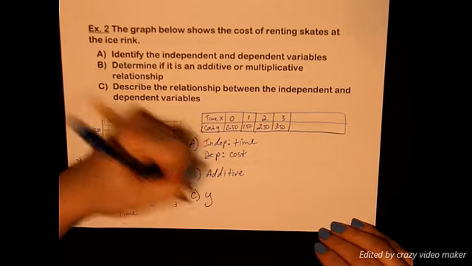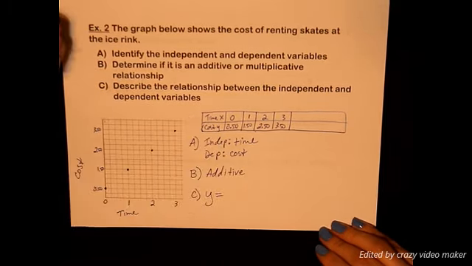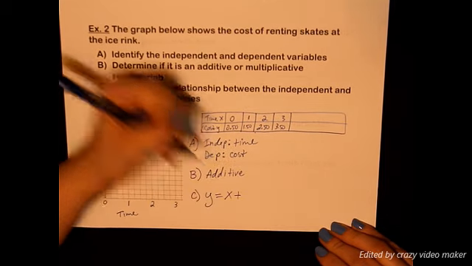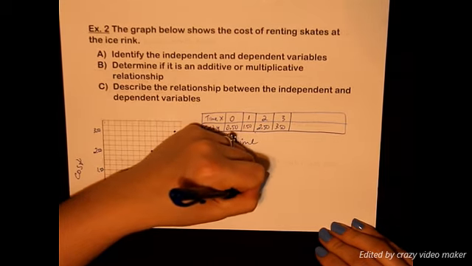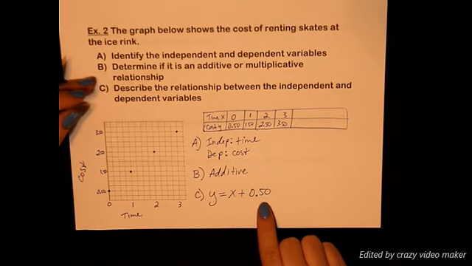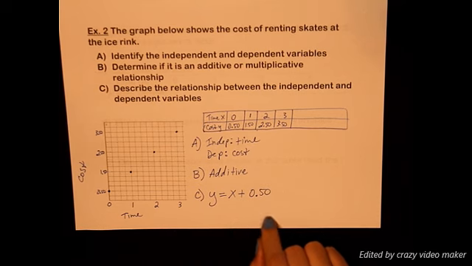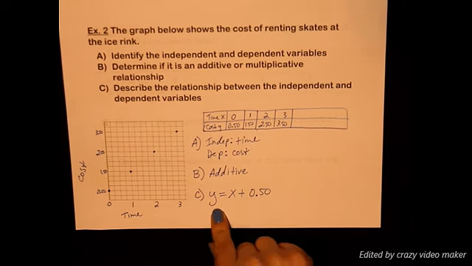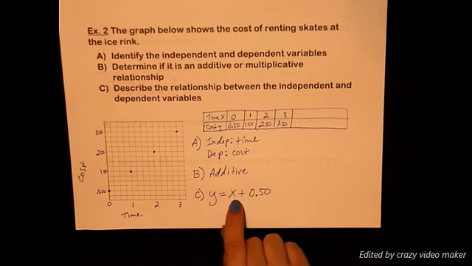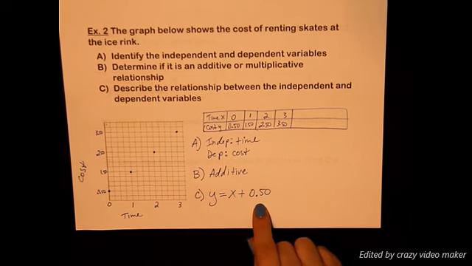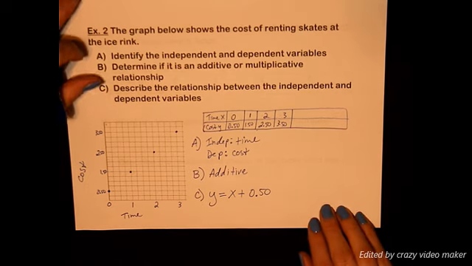So to get our y, we take our x and we add 0.50. And I'm keeping it with the 2 decimal places because we're dealing with money. Okay, so the cost to rent your skates is how many hours you've rented them plus 50 cents. Okay, so that's how we do that one.